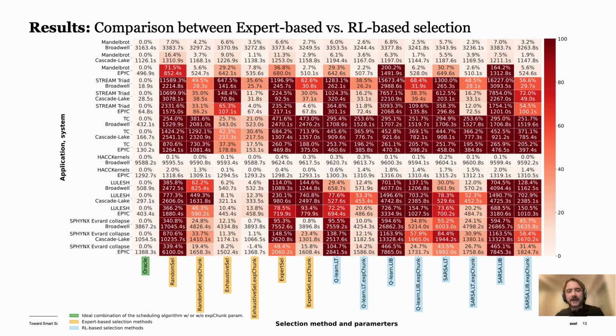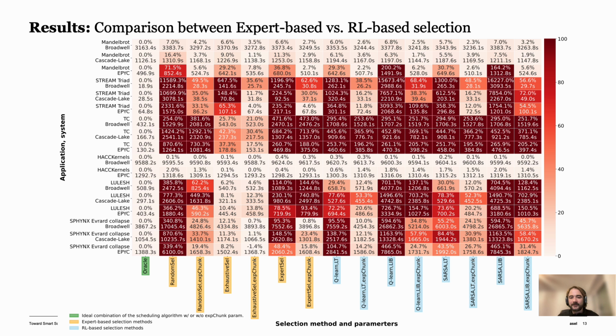Now, here we have a large overview of all the results. I apologize for the font size. Feel free to pause the video and get your magnifier, but we'll move on to more clear results soon. Here we just want to highlight that, first of all, in the x-axis you can see all the different selection methods. In the y-axis you see all the application-system pairs.